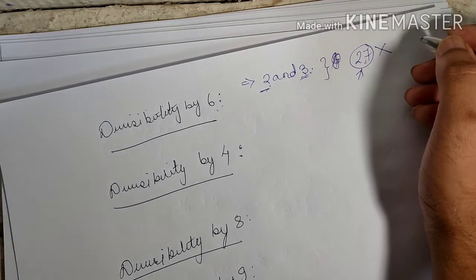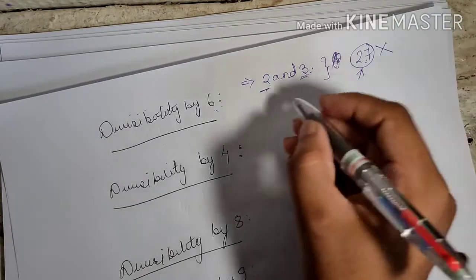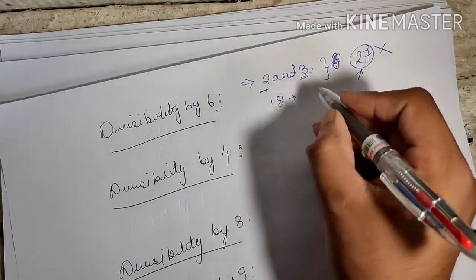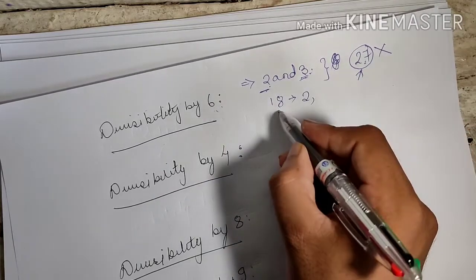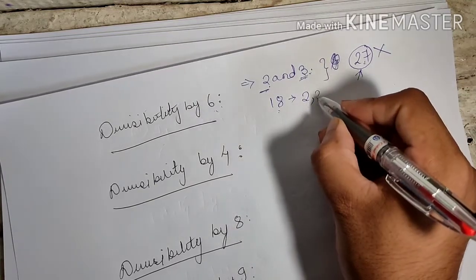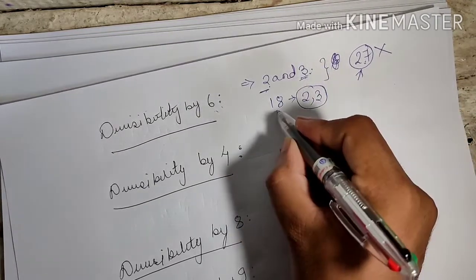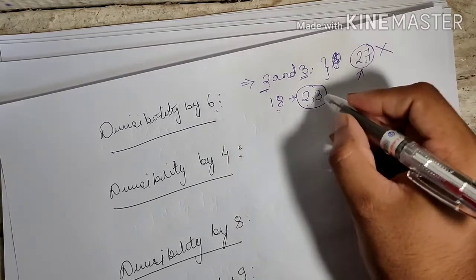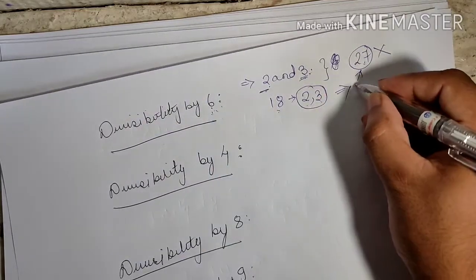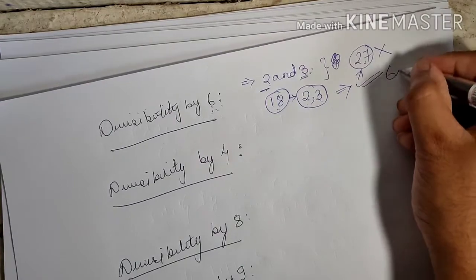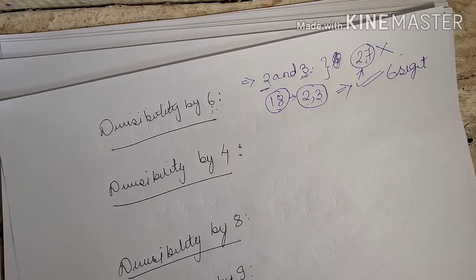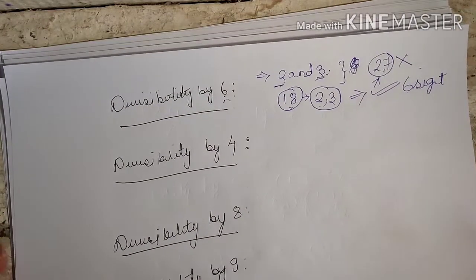Okay, so in that way you have to see a number. Let's take 18. Is 18 divisible by 2? Yes, 2 9s are 18. Is it divisible by 3? Yes, 3 6s are 18. So 18 is divisible by 2 and 3. As I have told you, if it is divisible by 2 and 3, it is also divisible by 6. So 18 is divisible by 6. If you want to check, 6 3s are 18. Okay, very easy. Next we'll go for 4.